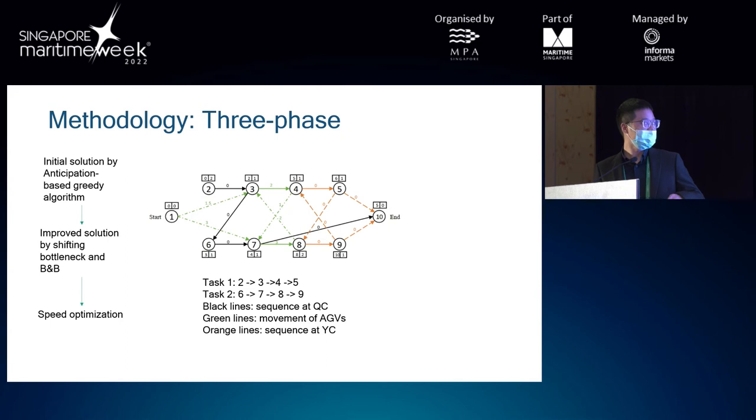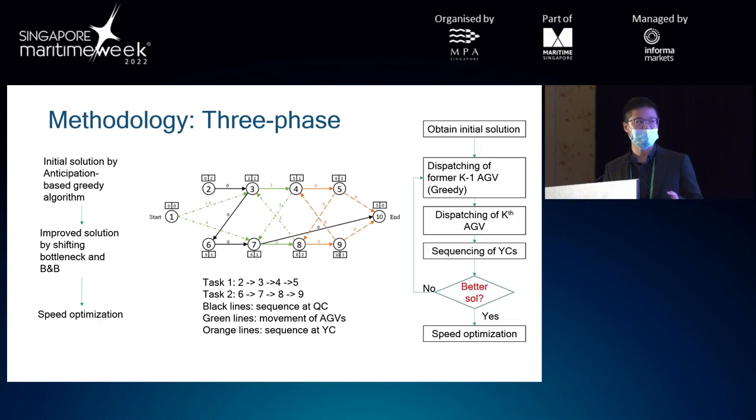During the branch and bound, we will convert all the dashed lines into solid lines. In this directed graph, we will have a final result, which is the total makespan. We compare the performance at each node in a branch and bound tree to choose the best one. And the detailed process of the second phase is shown in this flowchart.